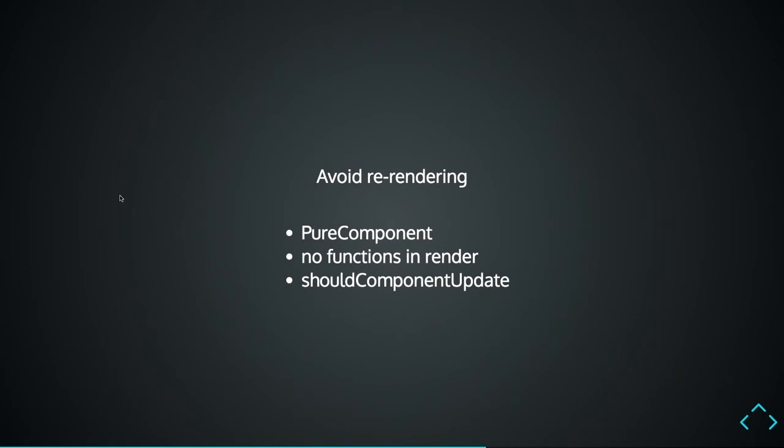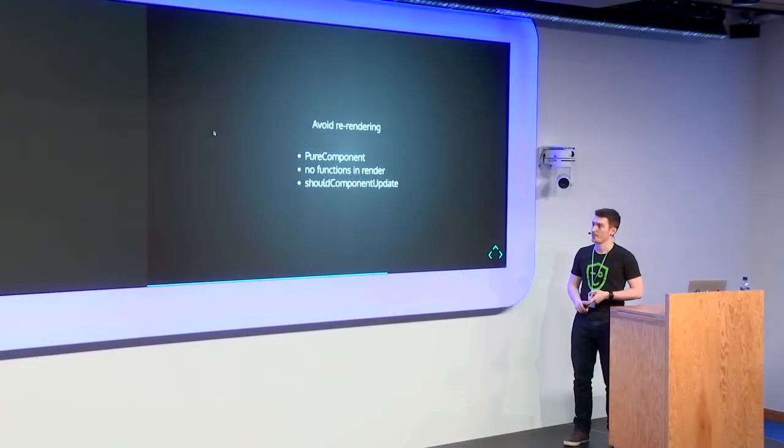If we have to learn something from this part, it's the PureComponent that actually helps you compare all your props and re-render only if they are different. You should never put any function in your render because it will always be a new instance. It will be badly interpreted. And shouldComponentUpdate will always be here to save you if there's a problem.